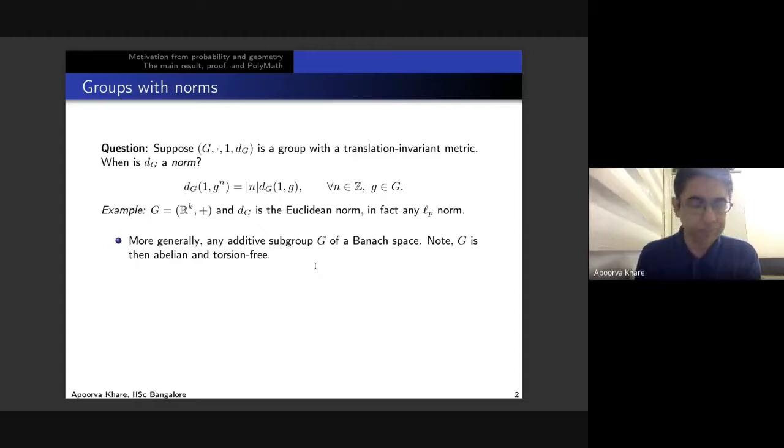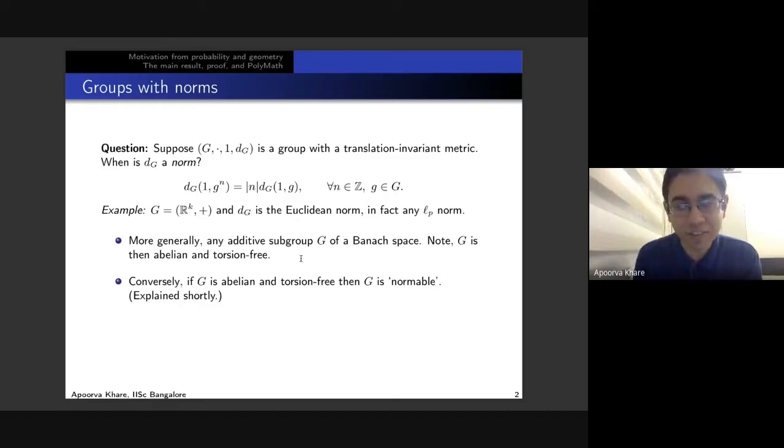Interestingly, the converse is true. So if you take any abelian and torsion-free group, these conditions, then you can put a norm on it. In fact, you can embed it into a Banach space and therefore inherit the norm. So I'm going to tell you why shortly.